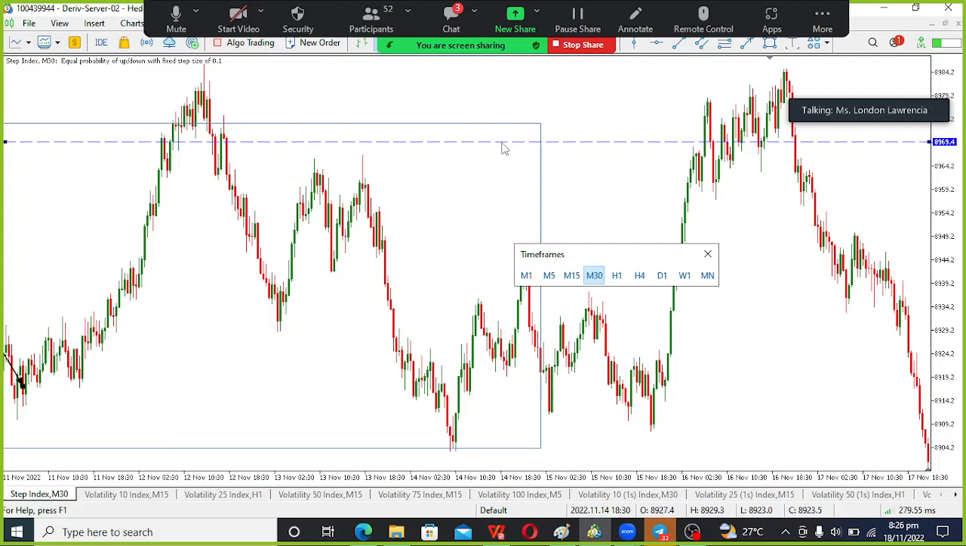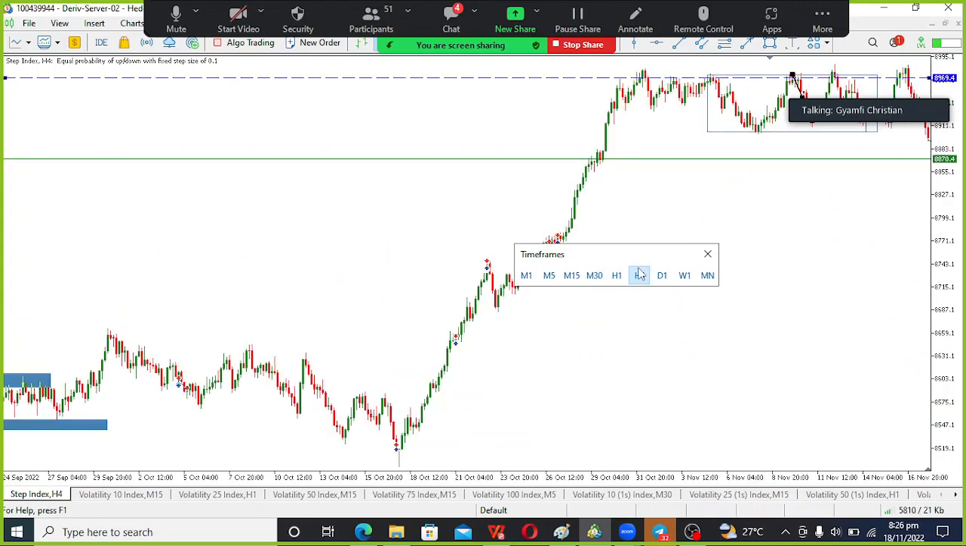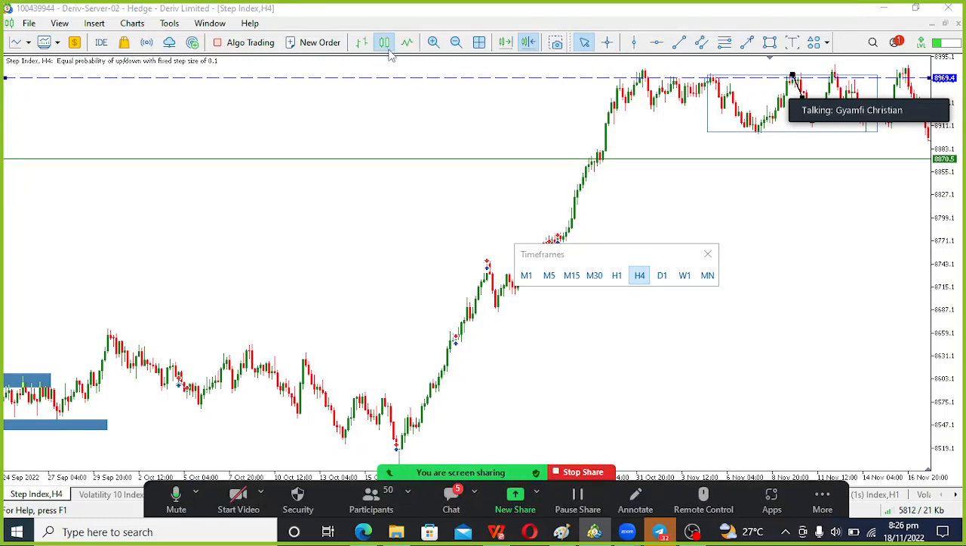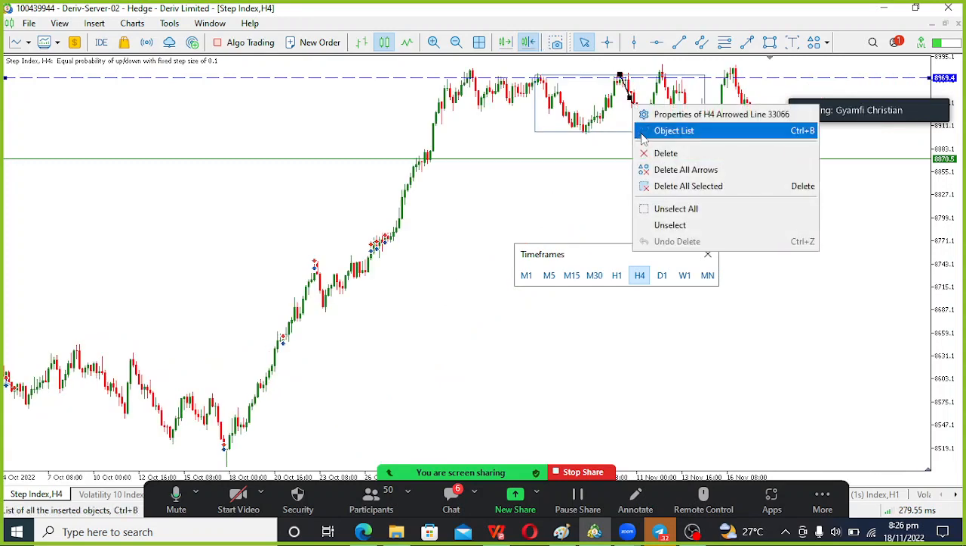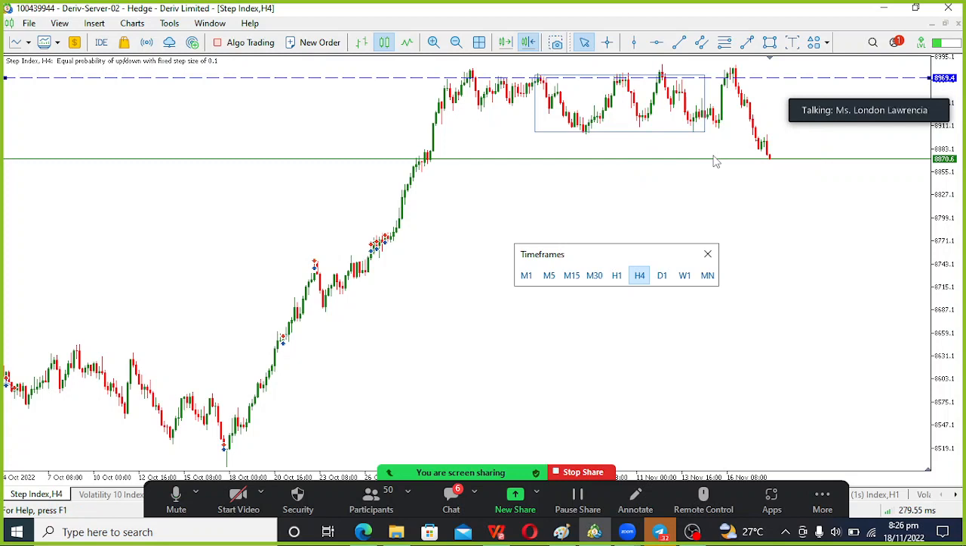Hello, Chris. Yes, I have a question. I wanted you to go back to the H4, Step Index, H4. Okay, you can check in the group; I've posted the screenshot there. The question is, can I say that the market is now in a downtrend because of what is happening currently? Because of the main bearish candlesticks over there.